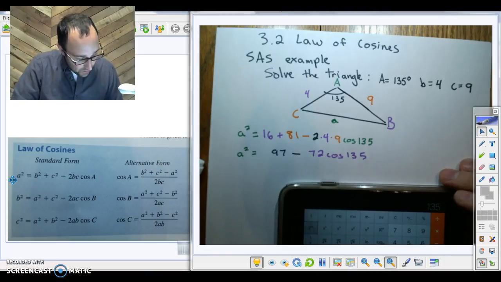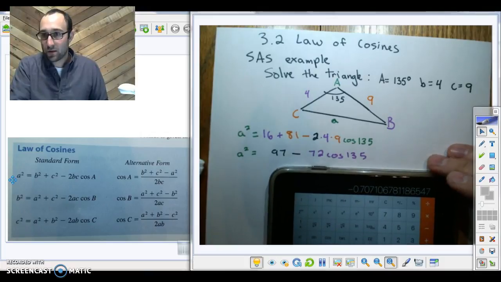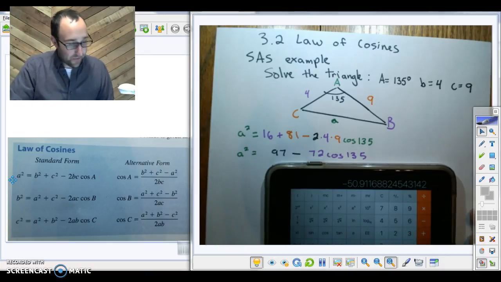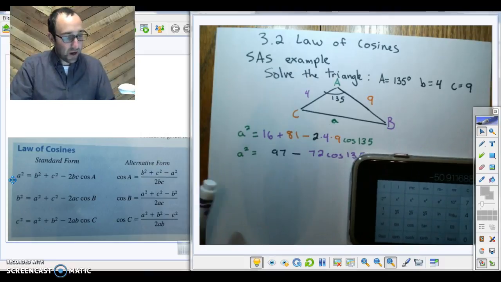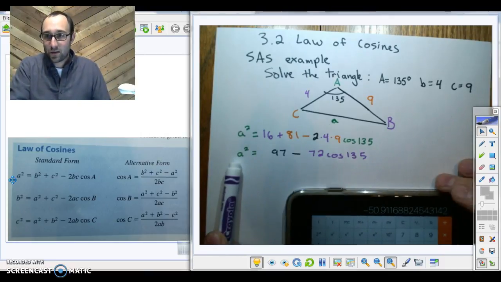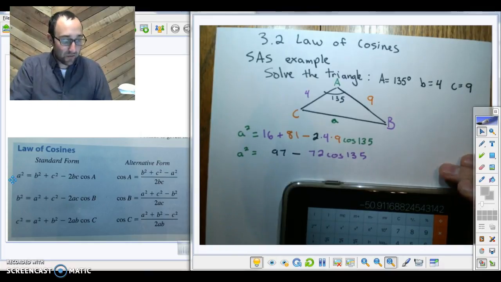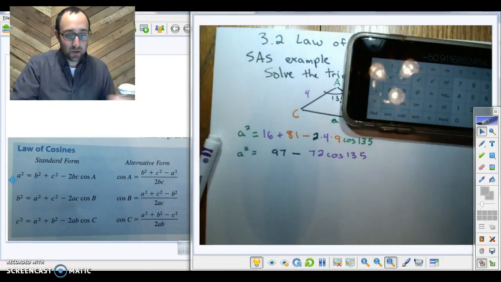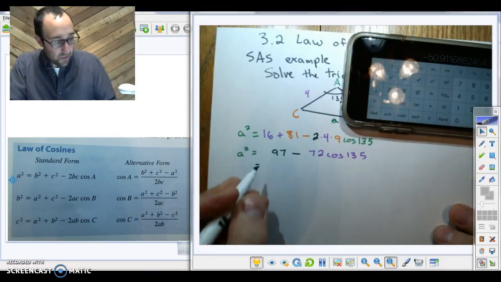135, and cosine is negative, you can see it, very good, and we're going to multiply that by 72, and I get negative 50.91. Alright, it seems high, but remember A squared, so even though we have a pretty high number and we're going to get 97 minus a negative, that's going to be okay. I'm just going to write it down because my calculator doesn't have that answer part on the, like my graphing calculator does.